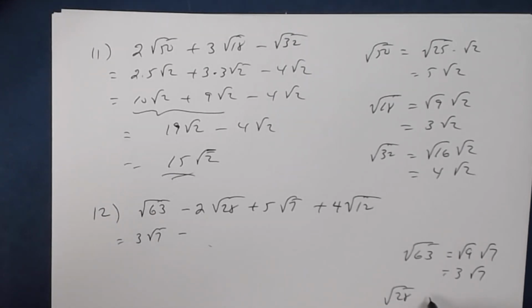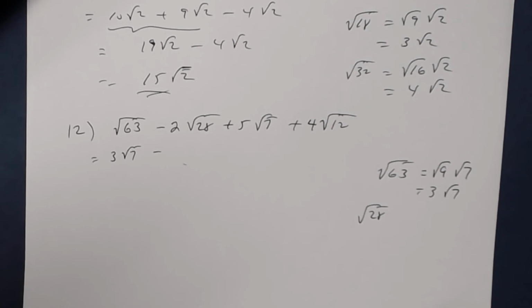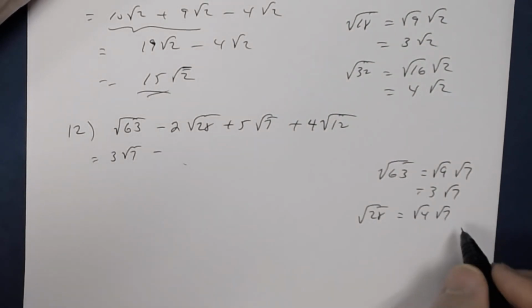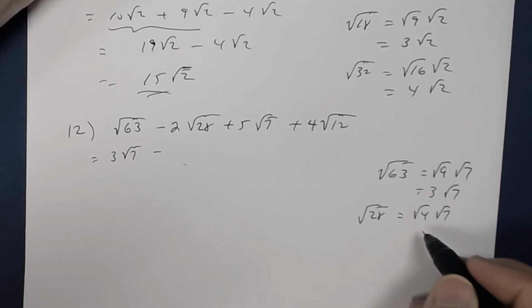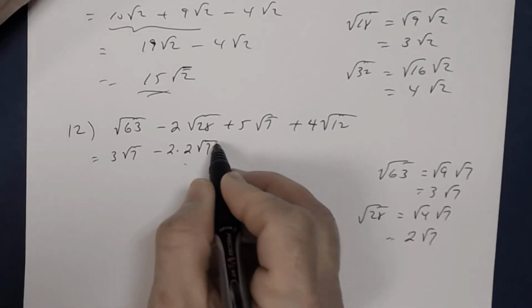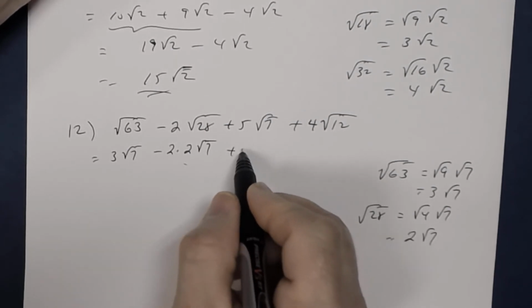Now 28 is easy to where you can tell me what the largest perfect square is. What's the largest perfect square that goes into 28? 4. So it'll be the square root of 4, square root of 7. Hey, we get that square root of 7 again, right? Square root of 4 is 2, so you get 2 square root of 7. So that'll be 2 times 2 square root of 7. This is already square root of 7.